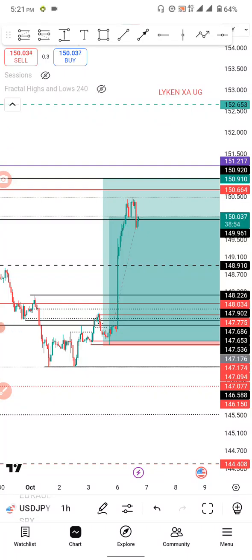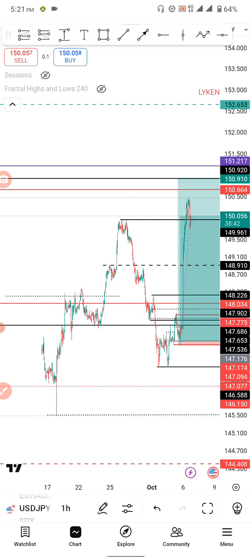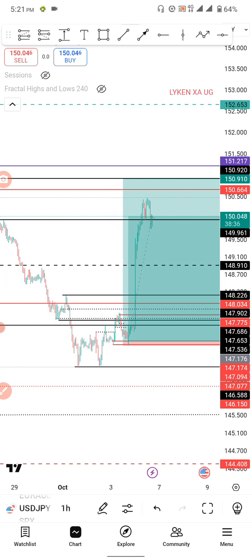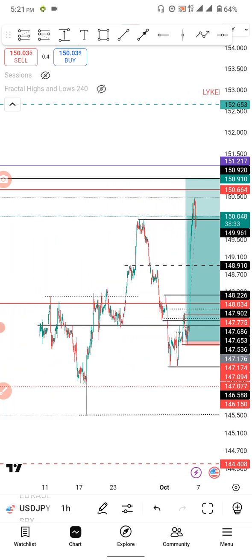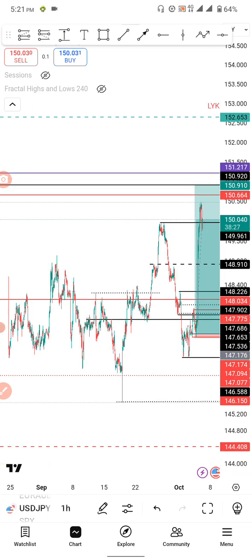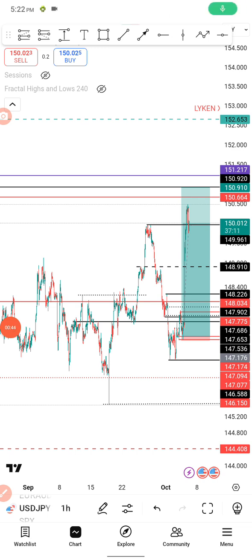Yes, this is like an LXG, and I'm here to show you how this move came in, that buy entry. This is the LXG Concept from the academy that we call Blue Sky Academy. Now let's make a quick recap.